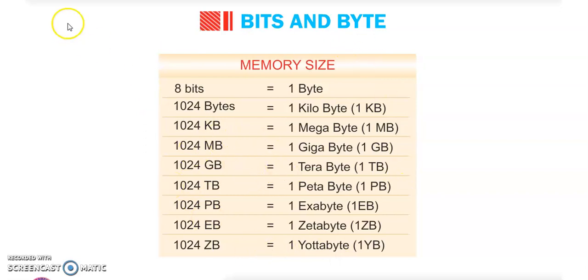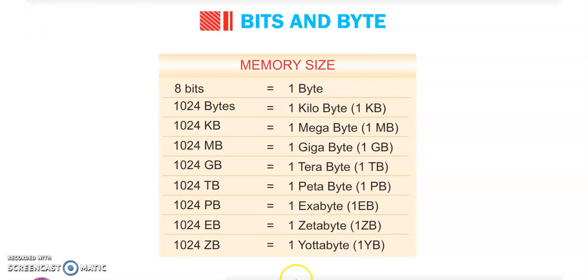You have to learn that the smallest unit is bit. Then after it comes byte, after byte kilobyte, megabyte, then gigabyte, then terabyte, then petabyte, then exabyte, then zettabyte, and the biggest unit of measurement is yottabyte.